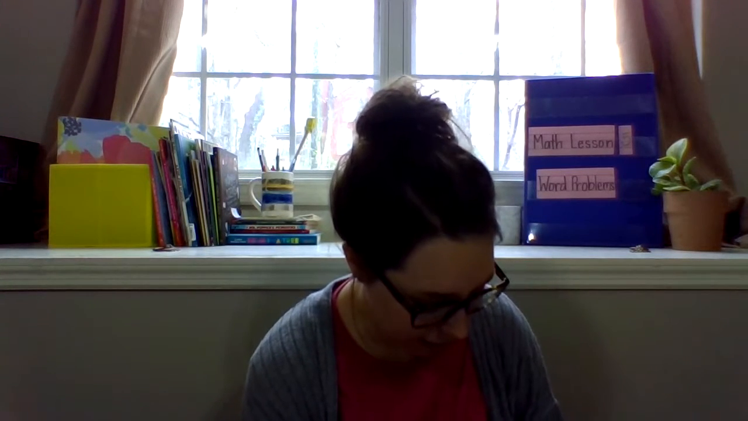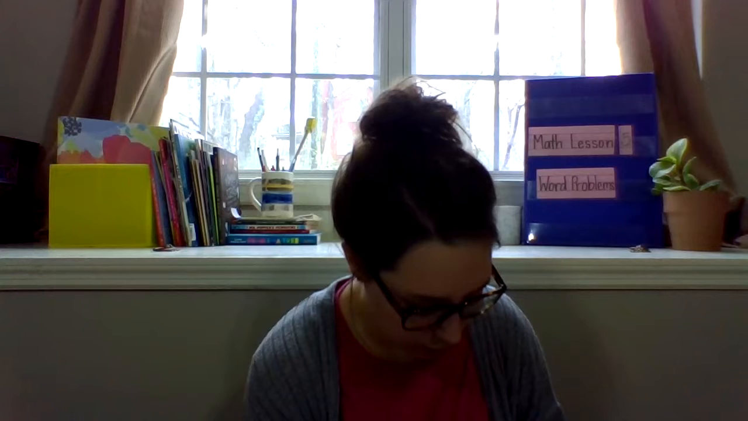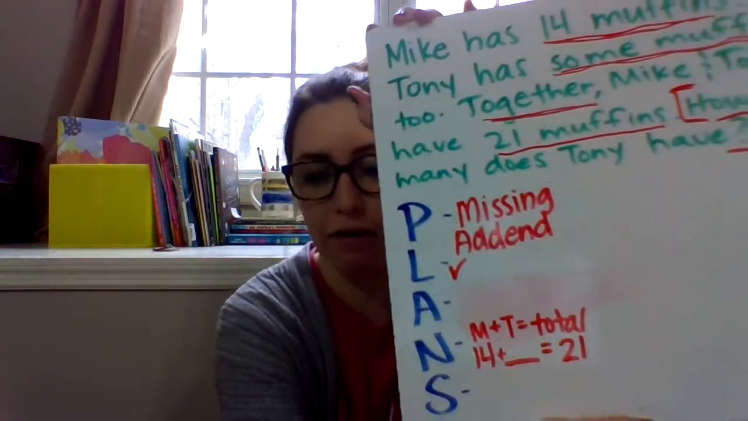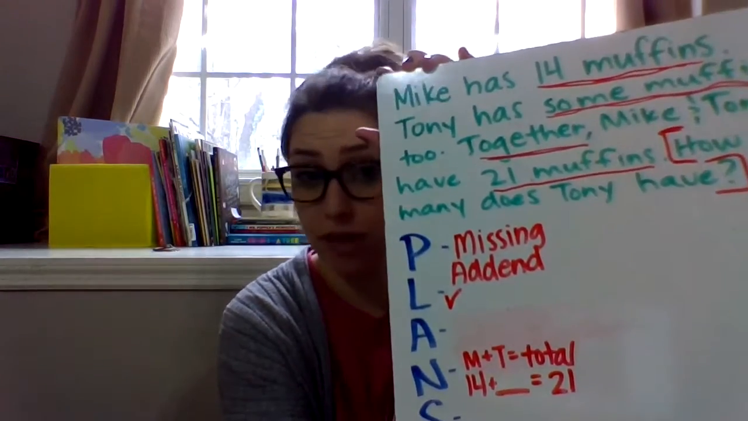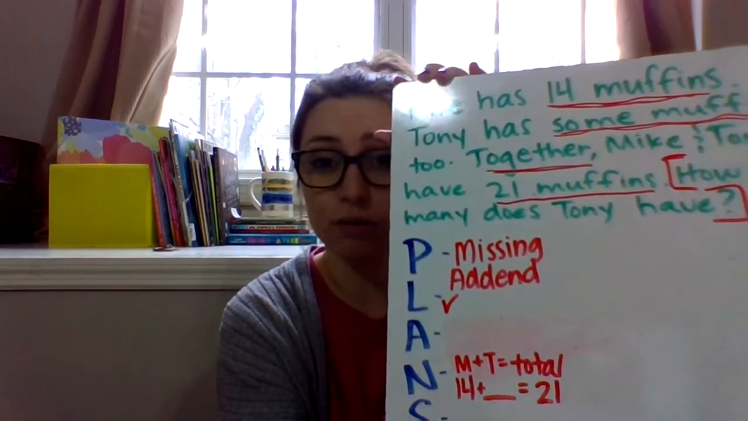Okay, one second. Mike plus Tony equals total. We know that Mike has 14. We know that Tony has some. And we know that the total is 21. So look at my number sentence now. 14 plus something equals 21.